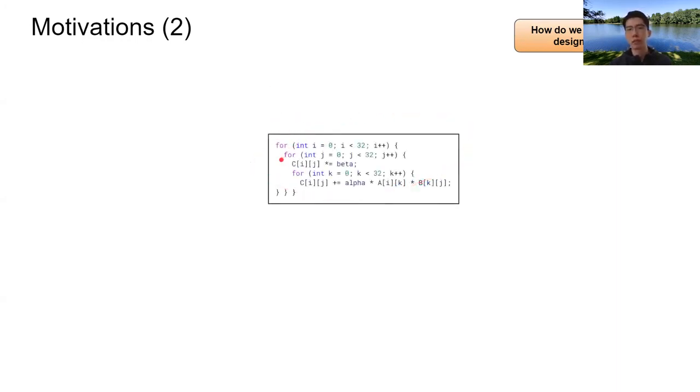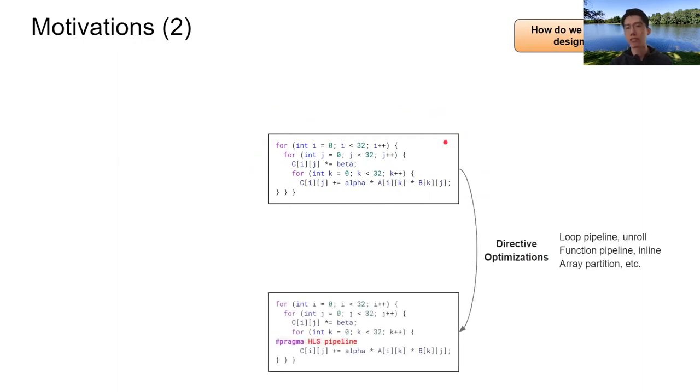This is a very short example. It's a C snippet. Actually, it's a matrix multiplication. And when we try to map such a C program onto hardware with HLS synthesis, one thing we need to do is to use directives to optimize the C code, because almost all HLS tools use program directives to tune the hardware generation and improve the design quality.